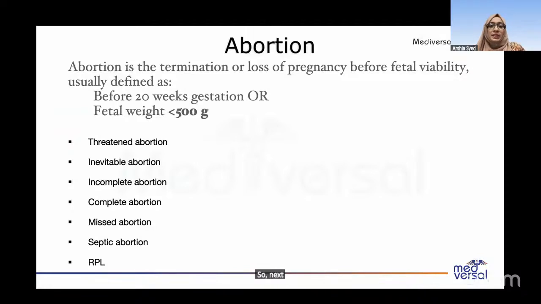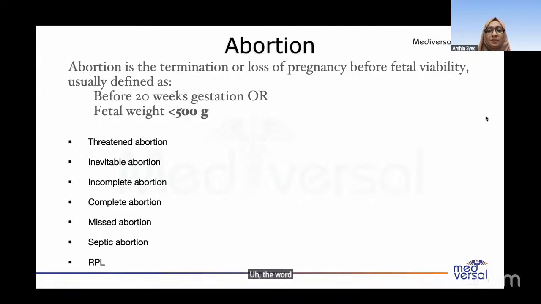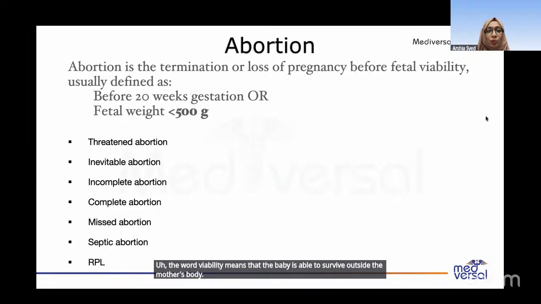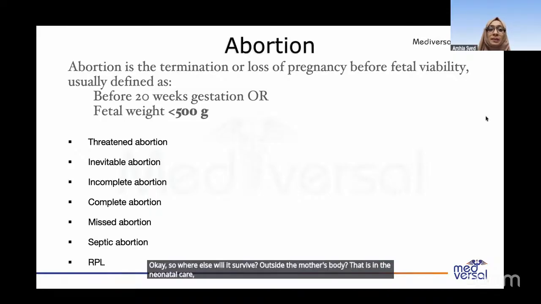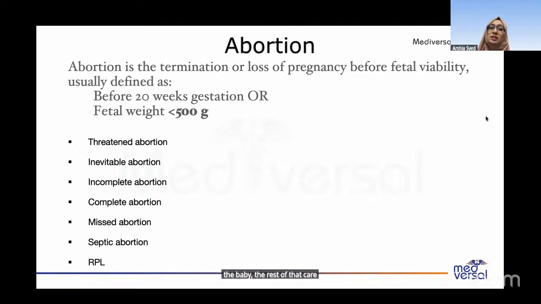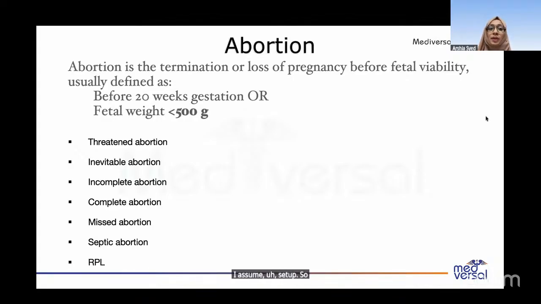Next we will be discussing the various types of abortions. So what do you understand by the term abortion or miscarriage? Abortion is the termination or loss of pregnancy before fetal viability. So what is this period of viability? The word viability means that the baby is able to survive outside the mother's body, that is, in neonatal care. Once the baby delivers very prematurely, the care which was given intrauterine will be given in the ICU setup. That is called the period of viability.